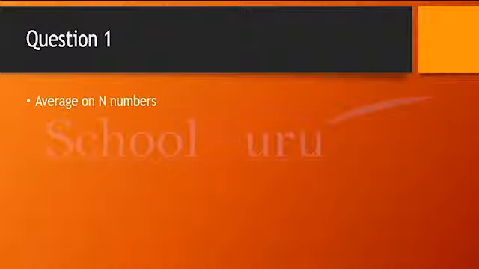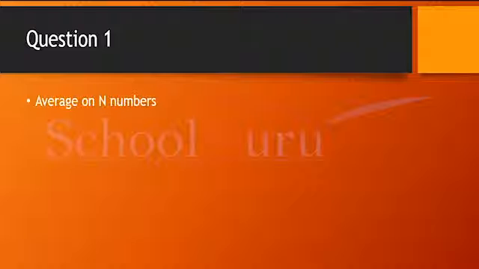Hello students, in today's lecture we will take up yet another two C programming practical questions. Both of these questions are based on loops. The first question, as you can read, is to calculate the average of n numbers. Now here n could be any value which is given by the user, and we have to write down the code wherein we will calculate the average of all of these n numbers.